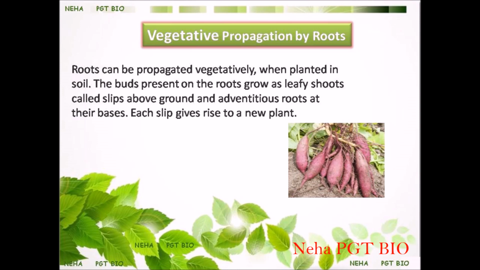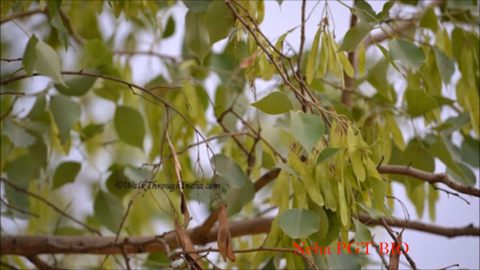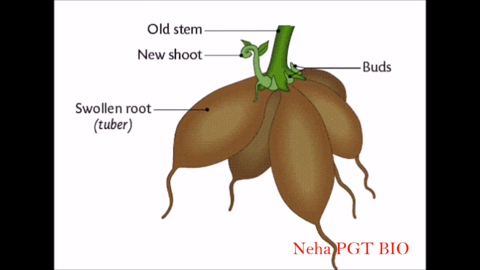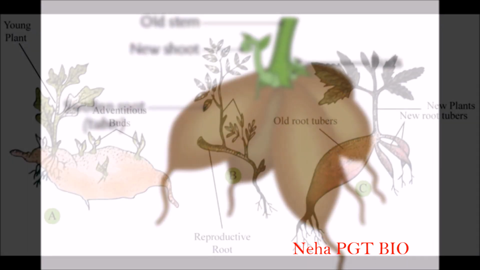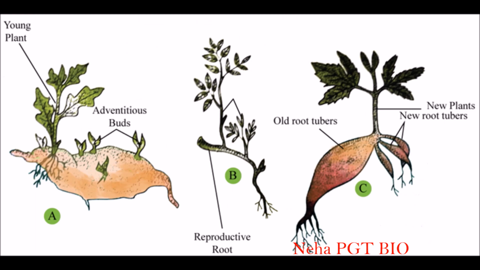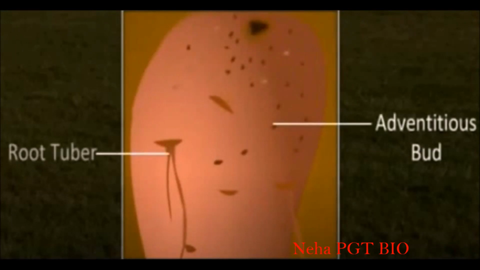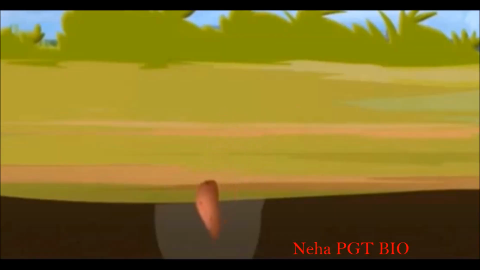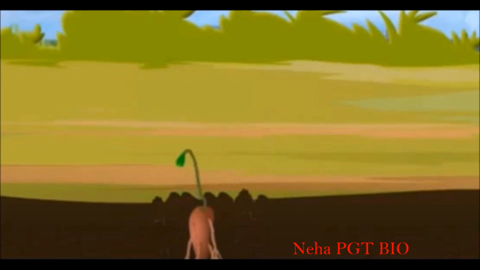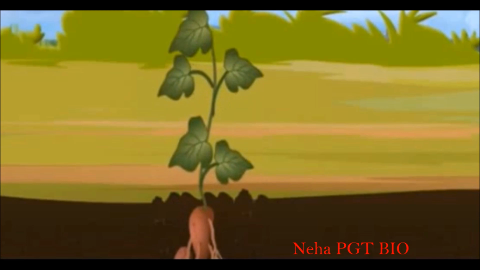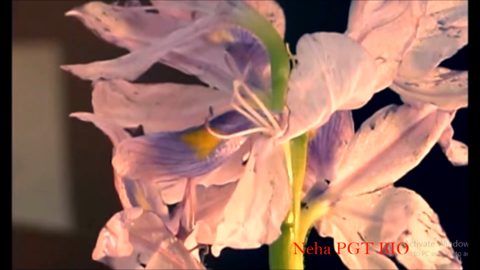Root also helps in reproduction. For example, in case of sesame plant or in sweet potato, the roots have radical buds from which new root-like structures develop and eventually give rise to new plants. Examples are important: sesame plant and sweet potato.